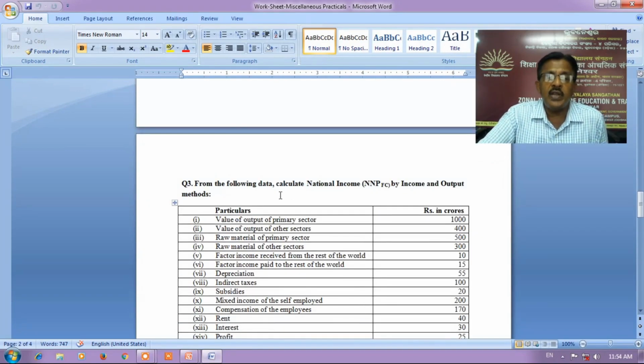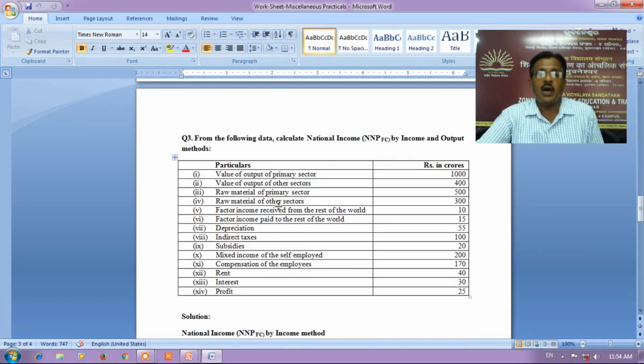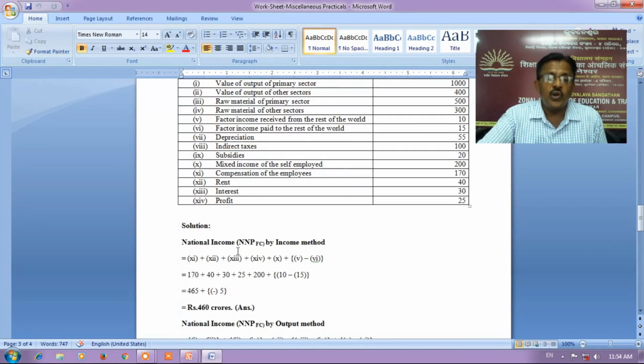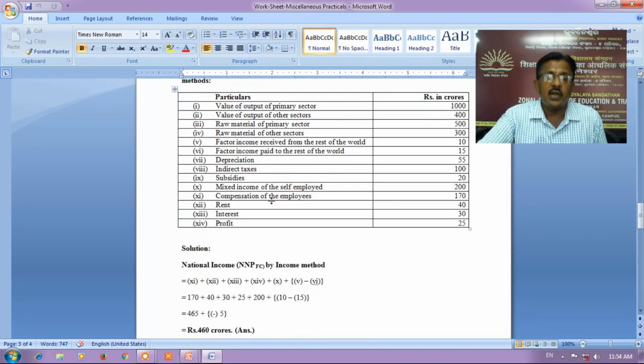Then question number 3. From the following data, calculate national income, that is NNP at factor cost, by income and output method. So here some of the items will be output or value added related items, and some of the items will be income related items. So NNP at factor cost, you see item number 11. Item number 11 is compensation of employees. Item number 12, that is rent. Item number 13, that is interest. Item number 14, that is profit. And item number 10, that is mixed income of the self-employed.